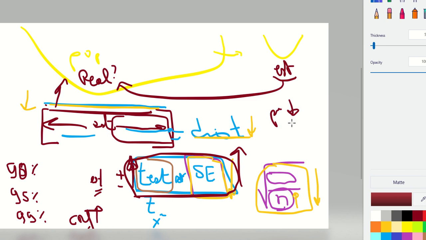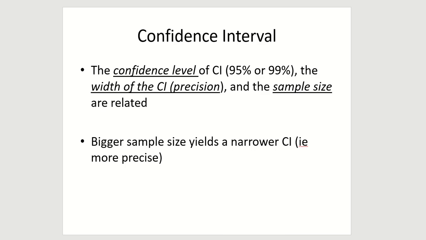Okay? Think about it. If I ask you how confident are you that you're going to get 80 on the exam, how confident are you that you're going to get between 70 and 90 on the exam, and how confident that you're going to get between 50 and 100? Obviously, you're going to be much more confident between 50 and 100. The wider the interval, the more confident you are, but less precise. Okay? So precision and confidence are one against the other. So let's go back to our lecture and see if we can continue.